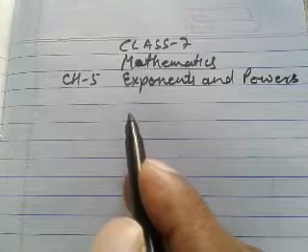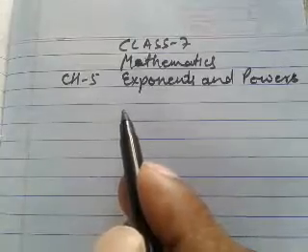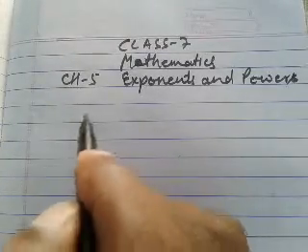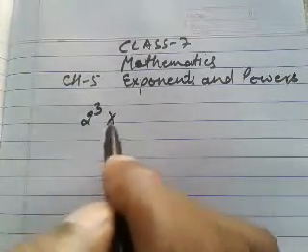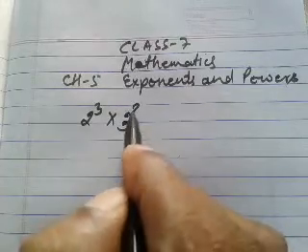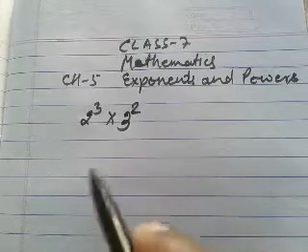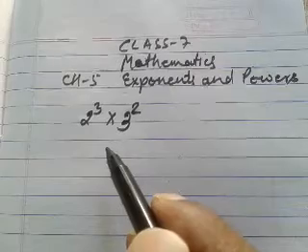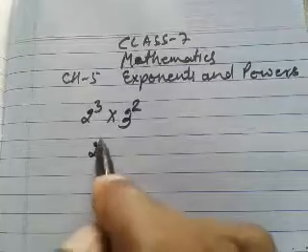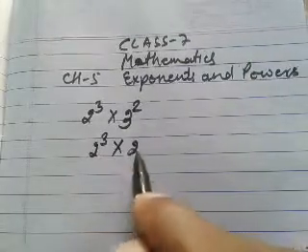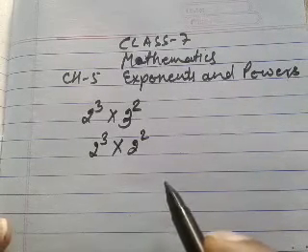So suppose that we have a number 2 raised to the power 3 and a number 3 raised to the power 2, and now we have to find the value of this number. Or we can say that we have 2 raised to power 3 and 2 raised to power 2. So how can we solve this easily?